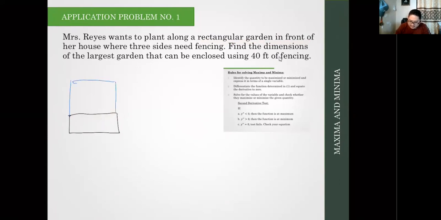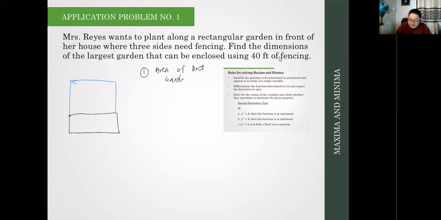Okay? So, yung rectangular garden na yun, yan. So, mula doon sa front ng house niya, gagawa siya ng fencing na 3 side para magkameron siya ng rectangular shape na garden. Okay? Tapos, kailangan yung 3 sides na yon may fencing siya. Ang pinapahanap yung dimension ng largest garden na pwede niyang ma-enclose. Okay? So, ibig sabihin, largest area na possible yung makuha. So, sa number 1, dito, sa identify the quantity to be maximized, ang gusto niyang ma-maximize ngayon is yung area of rectangular garden.